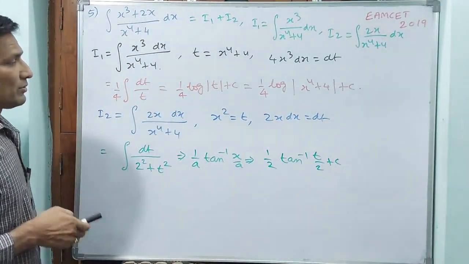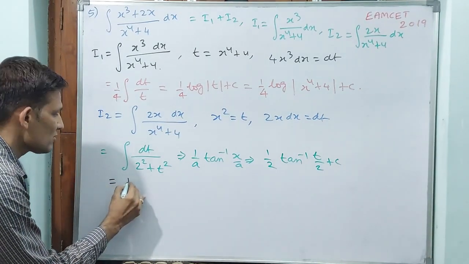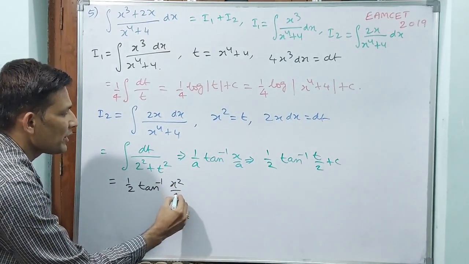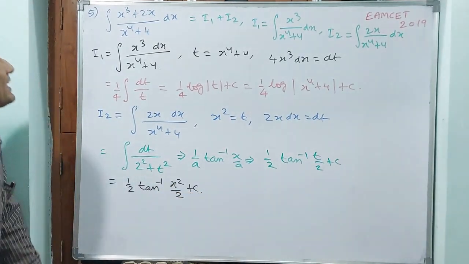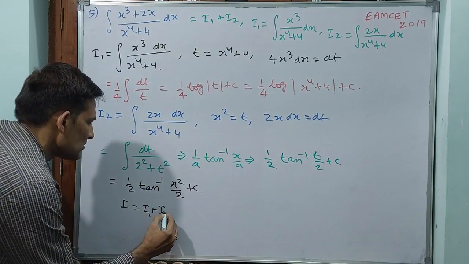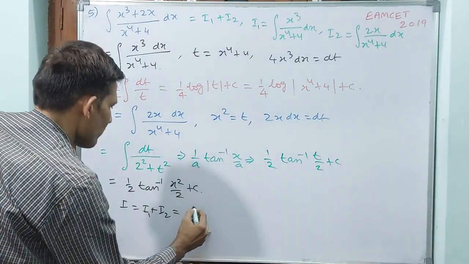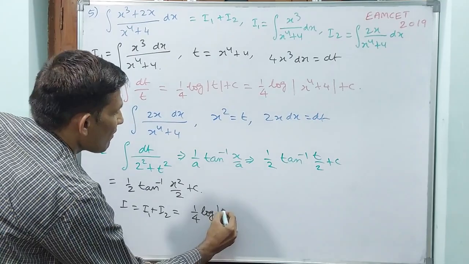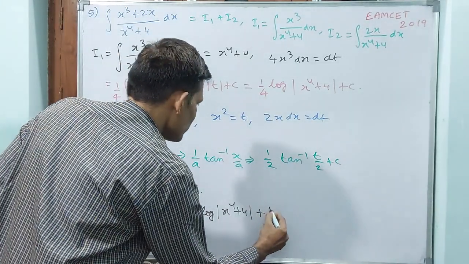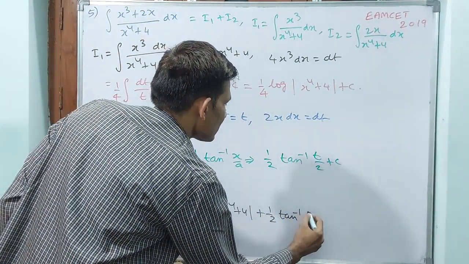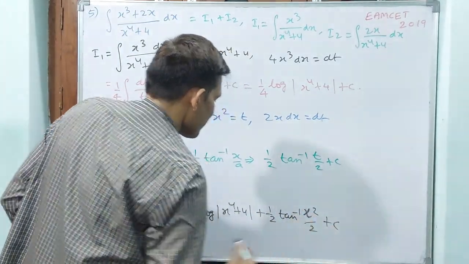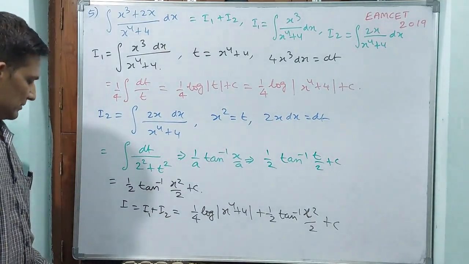But we can write down the t value also. That is equal to 1 by 2 tan inverse t, and t is x square by 2, plus c. So the final answer is I is equal to I1 plus I2. I1 is 1 by 4 log of modulus x to the power of 4 plus 4, plus 1 by 2 tan inverse x square by 2, plus c. This is the answer. Let us go for the next question.